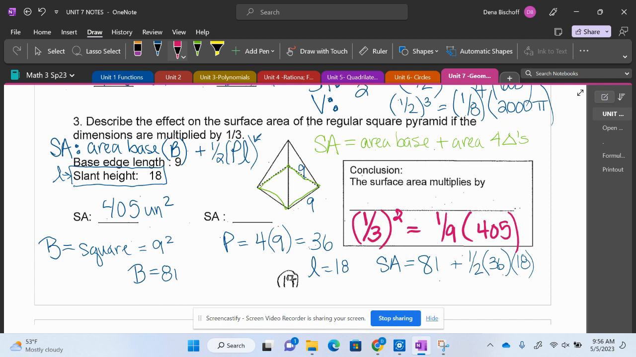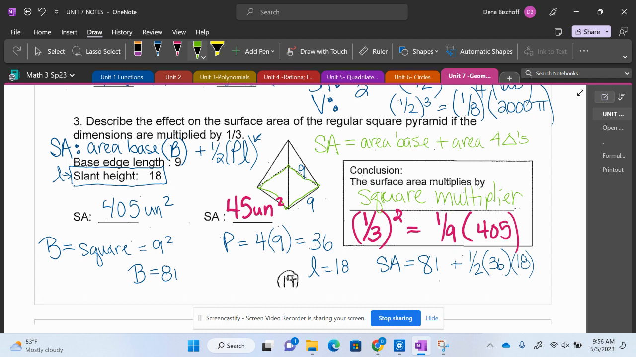So 405, it's divisible by 9. That's what you're doing, really. What is it? 45. So what is your multiplier? Again, I'm going to just say, what are you multiplying by is what it asks. When you're changing the surface area, you square the multiplier, whether you're making it bigger or smaller. If you're changing the volume, you cube the multiplier.